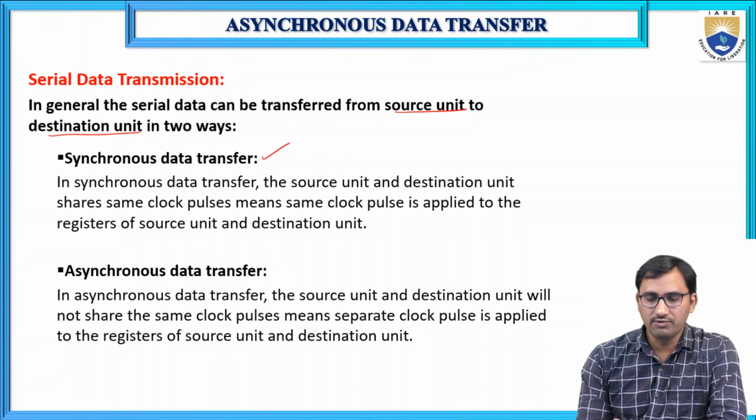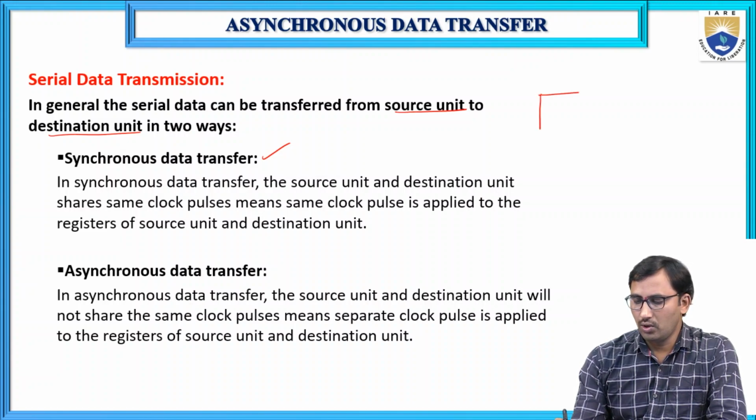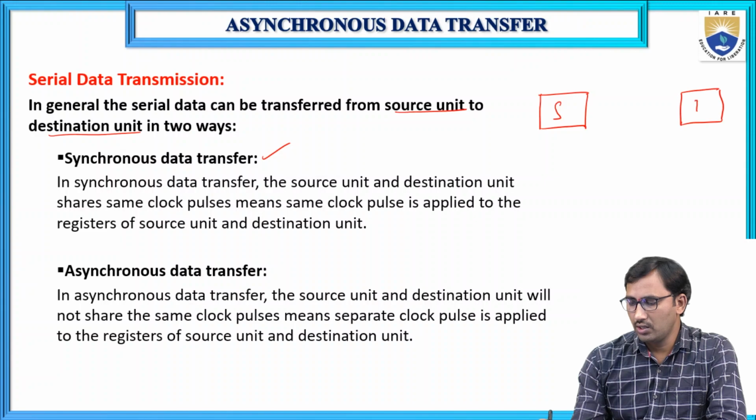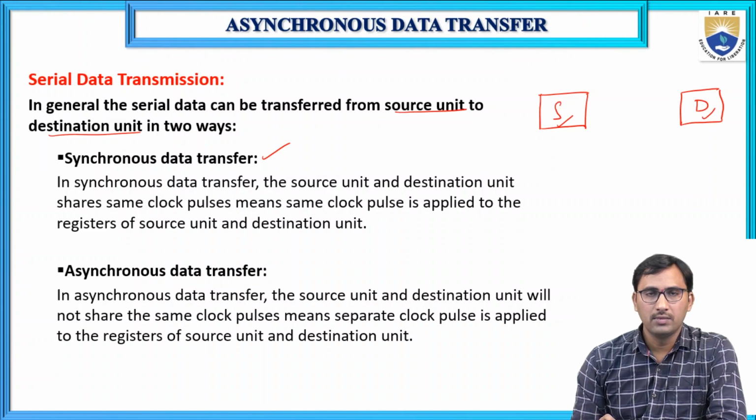What is synchronous data transfer? In synchronous data transfer, the source unit and destination unit share the same clock pulses, means the same clock pulse is applied to the registers of the source unit and the destination unit. So in synchronous, we have source unit and destination unit, and they have some registers. We are applying the same clock to the registers of both the source unit and the destination unit. So that is called synchronous data transfer.